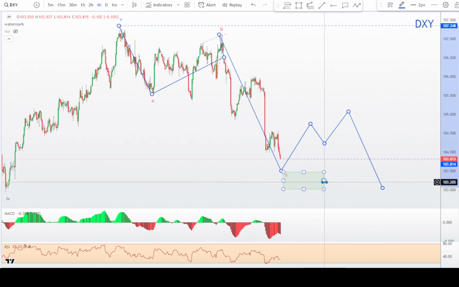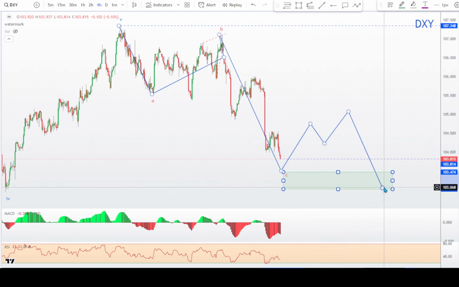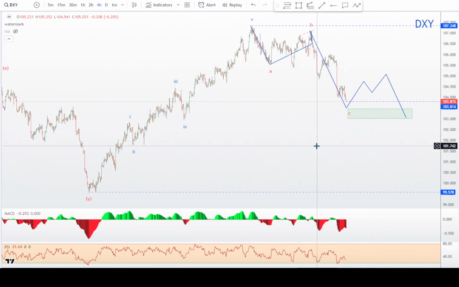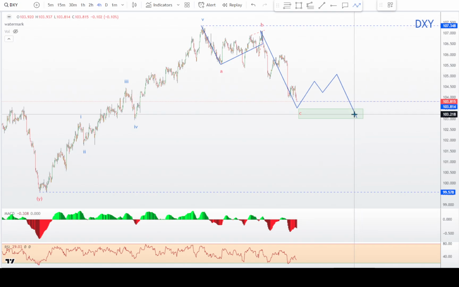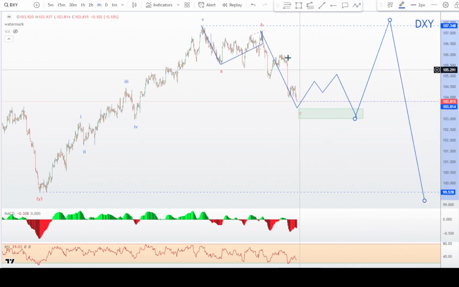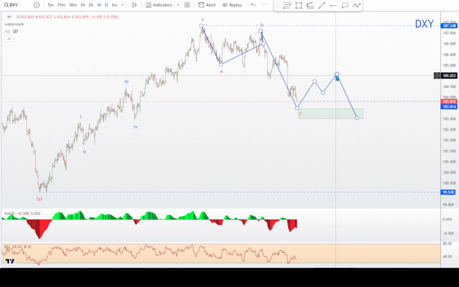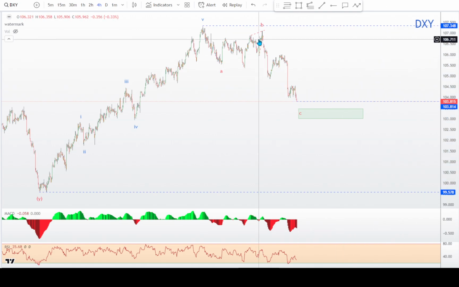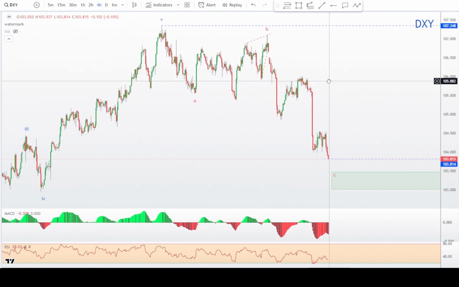And I would think that they'll probably finish in the low 103s, maybe upper 102s, something like that. Because I still think that they're going to go up one more time, break that 107.34, and then come down. And I think this correction is just going to take a lot longer than I originally thought. So that's the overall feel now that I have for the dollar.